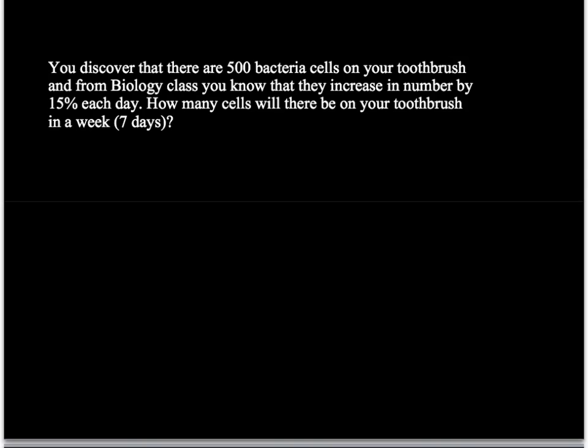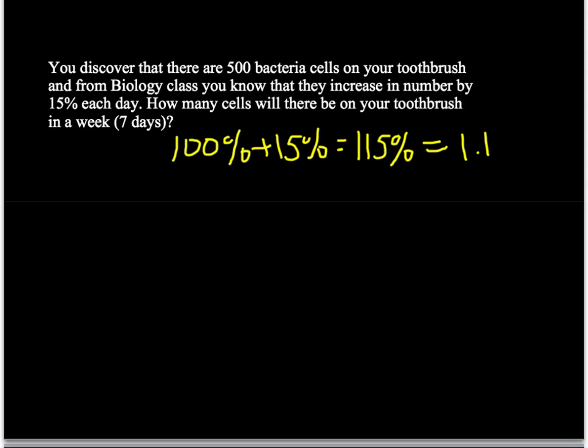Let's look at one more example here. So let's say you discover that there were 500 bacteria cells on your toothbrush, and they increase 15% each day. How many cells will there be in a week? Well, once again, we start with what is our multiplier going to be? The bacteria we have on our toothbrush now is 100%. It's going to increase 15% each day, which is 115% of the original. We divide by 100 to turn it into a decimal. We get 1.15. That's our multiplier.